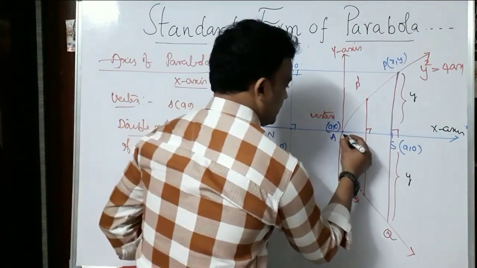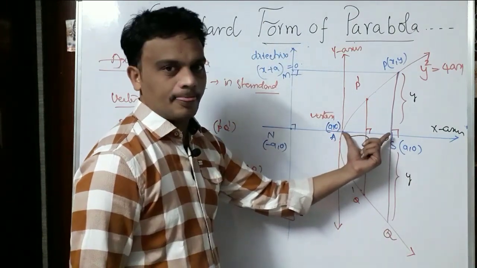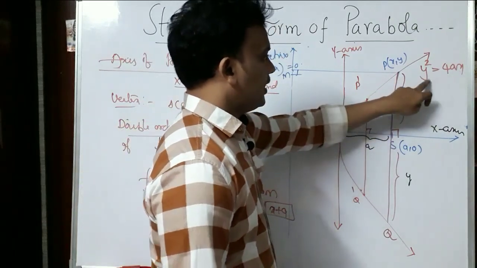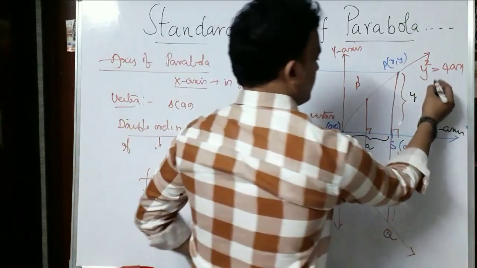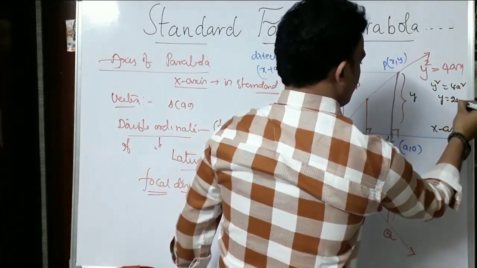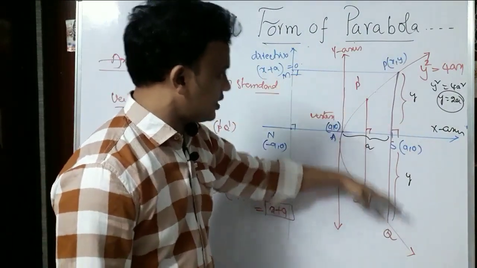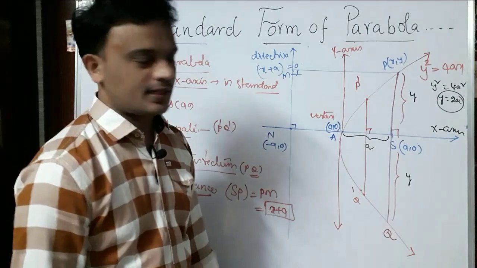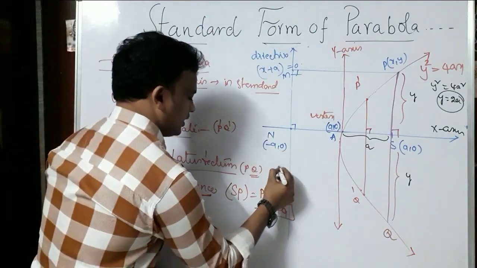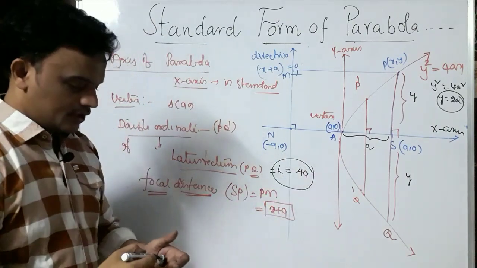Of course, the x coordinate is a, because the focus is at a distance a from the origin. If the x coordinate is a, then y square is equal to 4a square, so y is equal to 2a. This length is 2a and this length is 2a. So the total length of the latus rectum is equal to 4a.